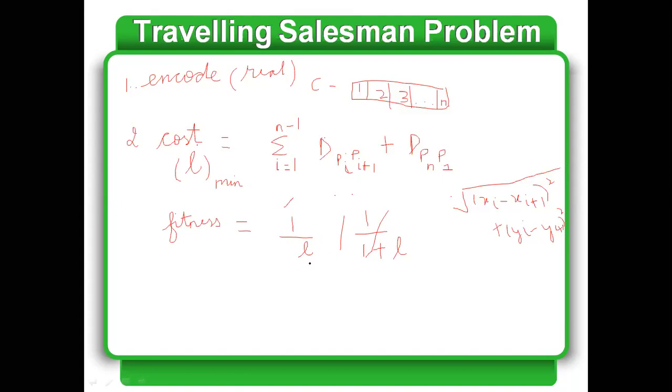Okay. Now I decide the size of the population. We have already taken the number of cities as n. So let capital N denote the size of the population. Let that size be 4.